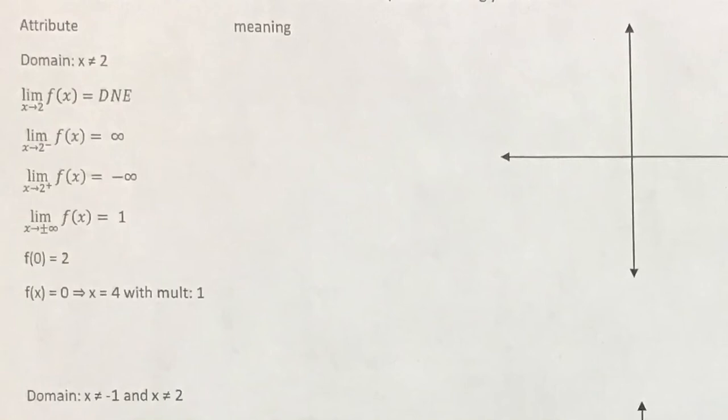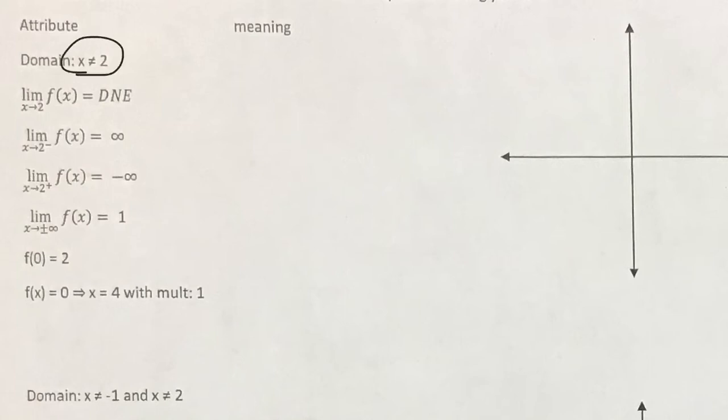This is graphing some rational functions from a bunch of our attributes, like our intercepts and asymptotes and limits of functions at different numbers. So we're talking about limits in pre-calculus. So first of all, we look at the domain.